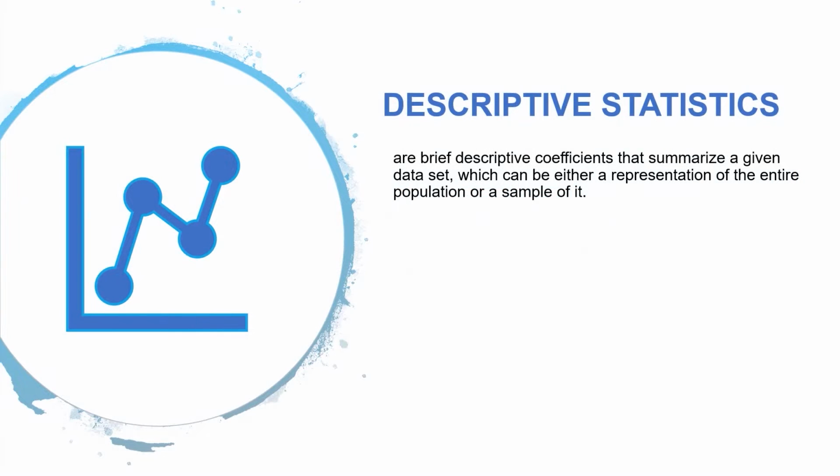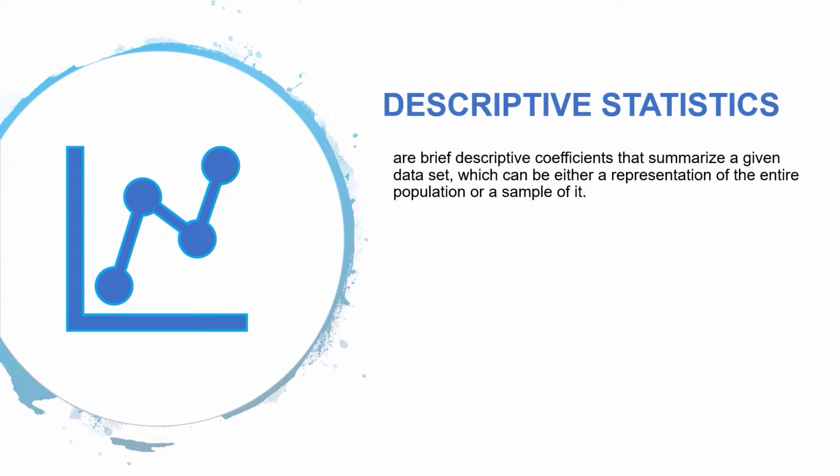Descriptive statistics are brief descriptive coefficients that summarize a given dataset, which can be either a representation of the entire population or a sample of it. Descriptive statistics are very important because if we simply presented our raw data, it would be hard to visualize what the data is showing, especially if there is a lot of it.